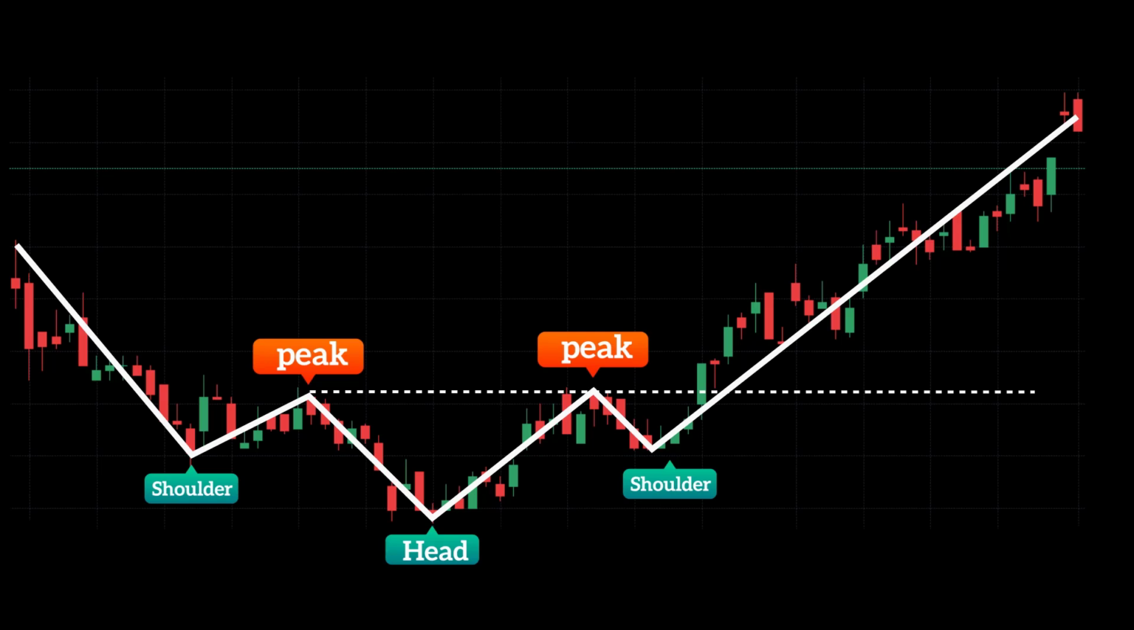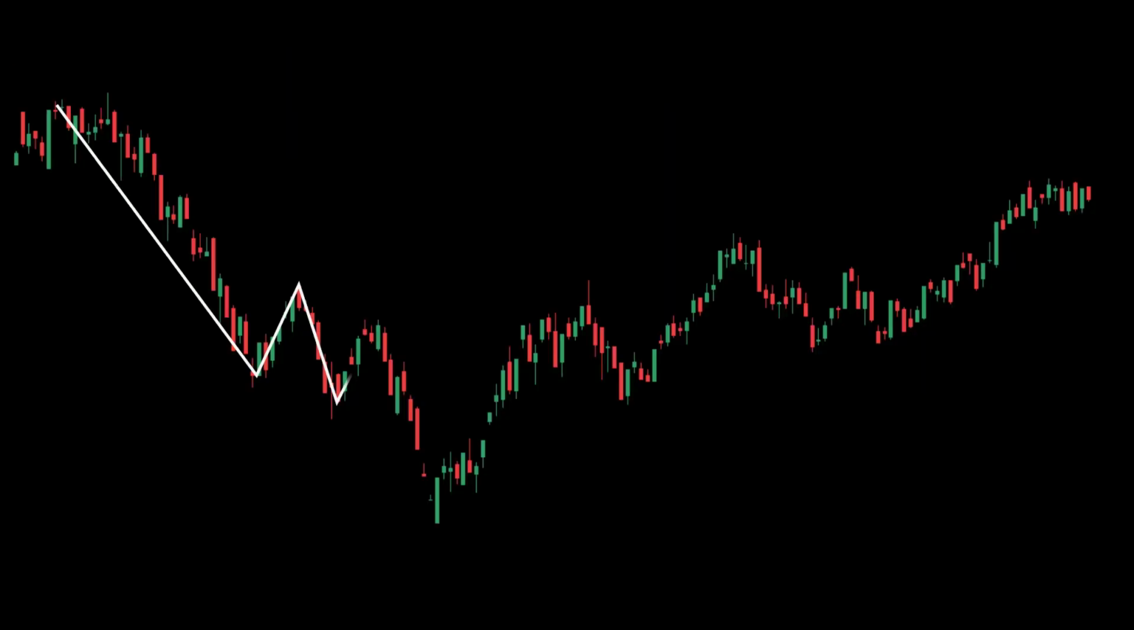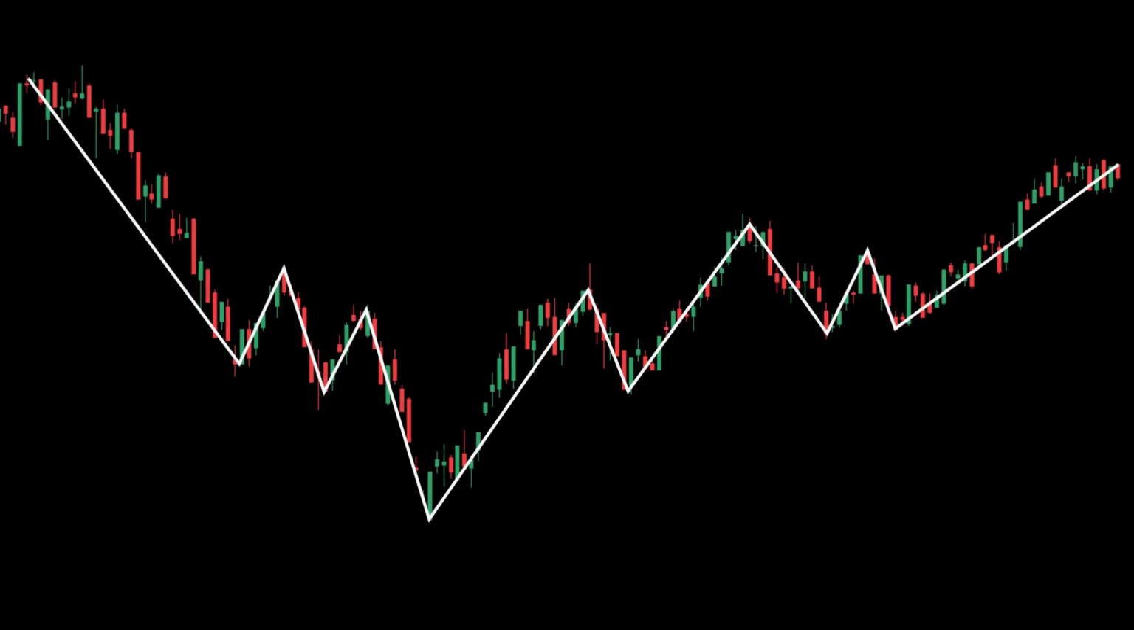From a price action perspective, the inverse head and shoulders pattern shows weakening bearish momentum as the price fails to make new lower lows and instead forms a higher low. This is a strong signal that a market trend reversal may be starting.